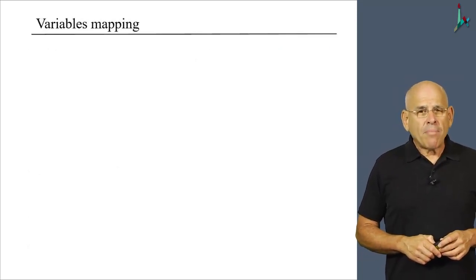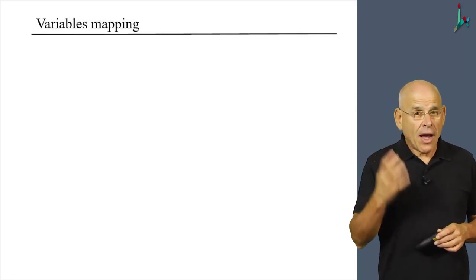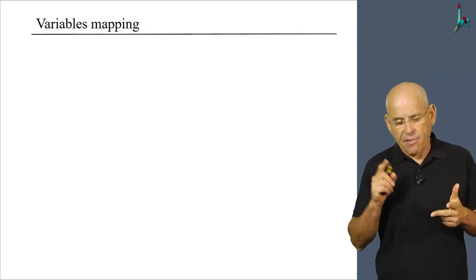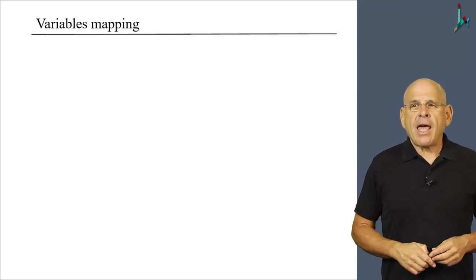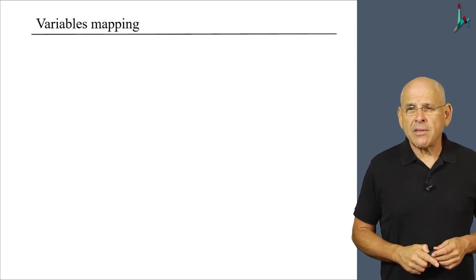Okay, what about mapping variables? Well, in Jack we have 4 kinds of variables. We have locals, arguments, statics, and field variables. And each one of them is handled in a certain way.